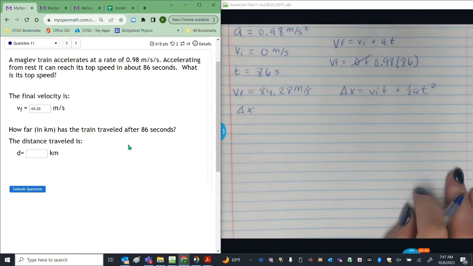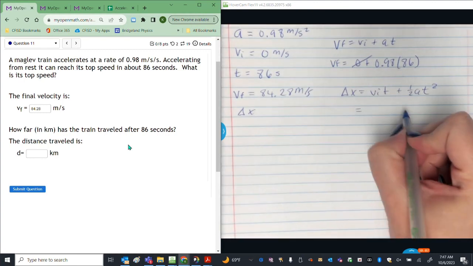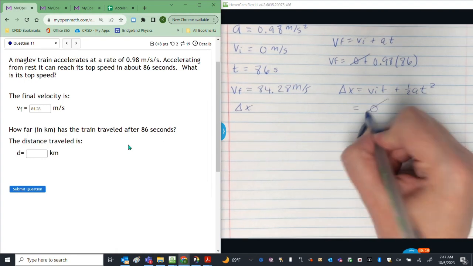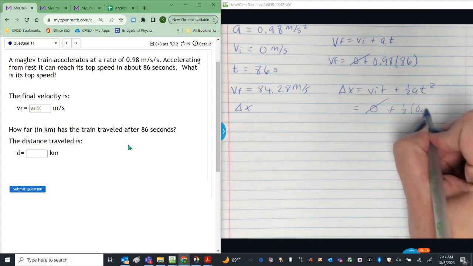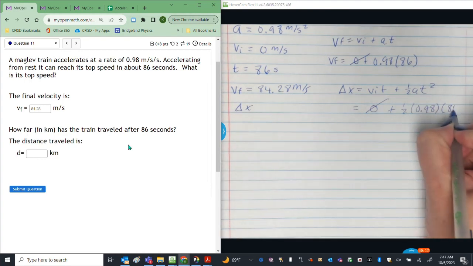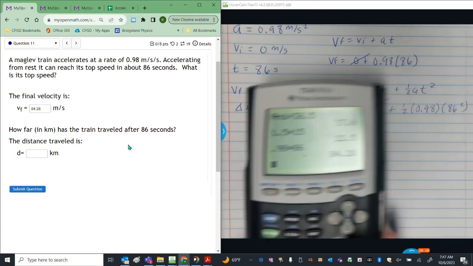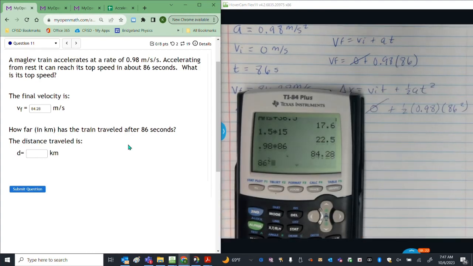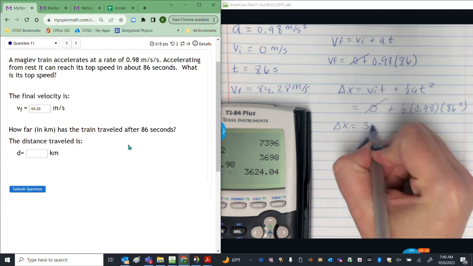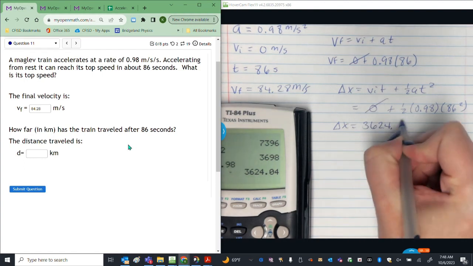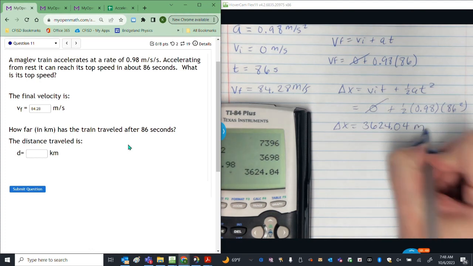Substituting into that equation, I have 0 times t. That's just going to go away because it's times 0. Okay, 1/2. A is again 0.98, and my time is 86, and we have to square that. Okay, so that's going to be a big number. 86 squared divided by 2, because that's times 1/2, and then times 0.98 gives me this. Delta x equals 3,624.04 meters. This is in meters.